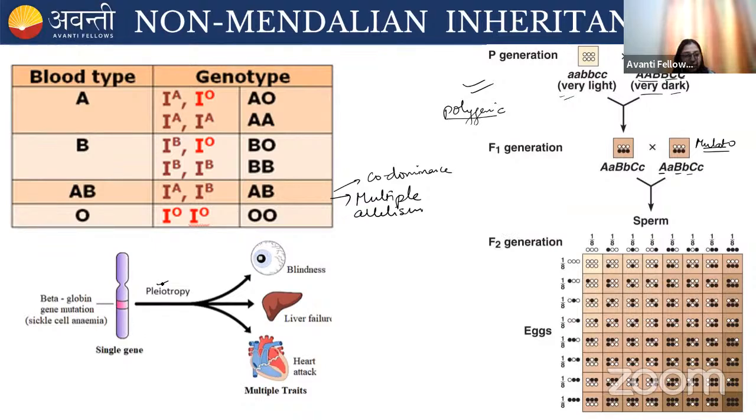Now, this is an example of pleiotropy where one gene is controlling many traits. For example, this is a gene, okay? If a defect occurs in this gene, it leads to blindness, it leads to liver failure, it leads to heart attack. So that means one gene is performing many functions or controlling many functions. If a defect occurs in this gene, it leads to many diseases, like blindness, liver failure, heart attack. So this is an example of pleiotropy.